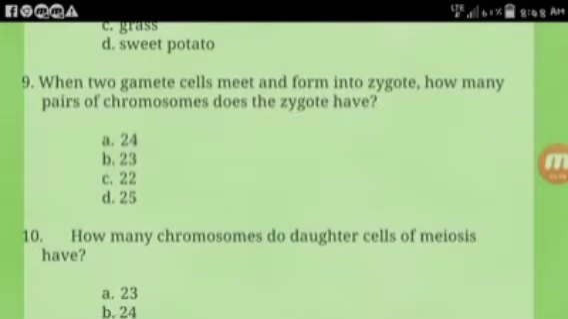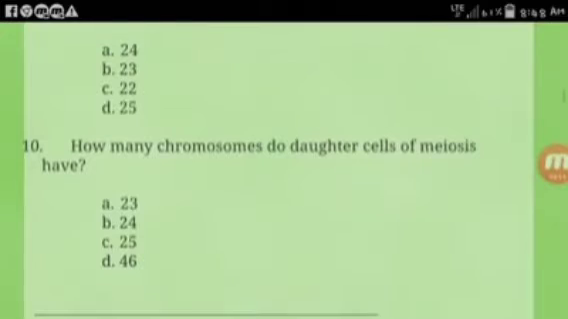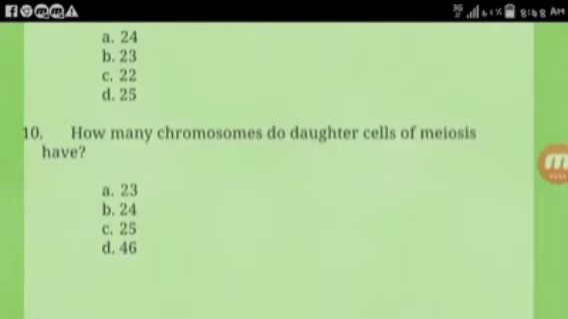Number 9, when two gamete cells meet and form a zygote, how many pairs of chromosomes does the zygote have? Here it's asking for pairs, so it's 23 pairs or 46 chromosomes. The answer is letter B, 23 pairs of chromosomes. Number 10, how many chromosomes do daughter cells of meiosis have? It's 23 chromosomes. Because when these two cells, for example egg cell and sperm cell, meet during fertilization, they make a total of 46, which is the normal number of chromosomes, or 23 pairs of chromosomes.